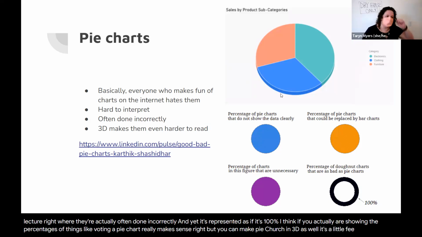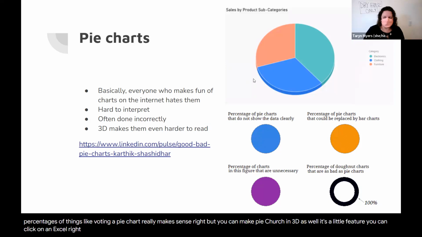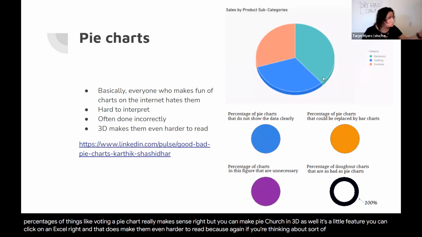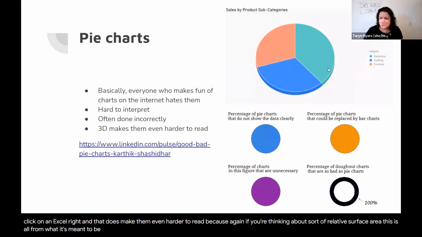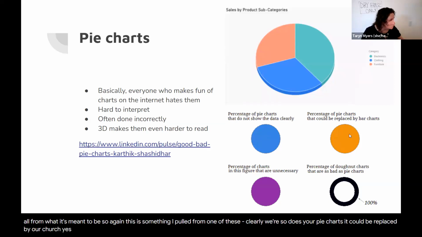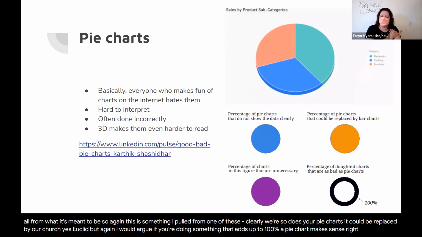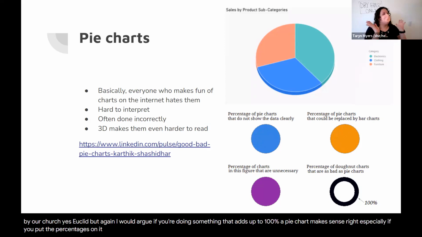It's a little feature you can click on in Excel, right? And that does make them even harder to read because, if you're thinking about relative surface area, this is off from what it's meant to be. So this is something I pulled from one of these sites. Percentage of pie charts that do not show the data clearly. Percentage of pie charts that could be replaced by bar charts. Yes, you could. But again, I would argue if you're doing something that adds up to 100%, a pie chart makes sense, especially if you put the percentages on it and the wedges match up to that.